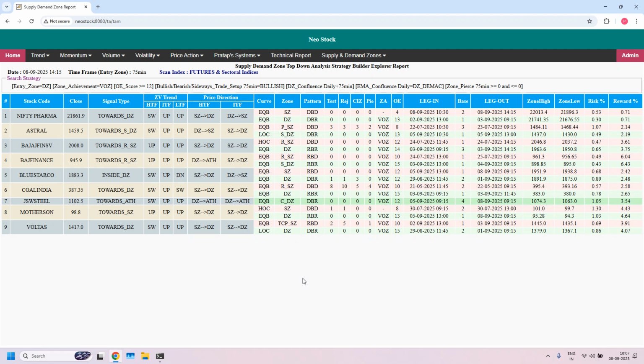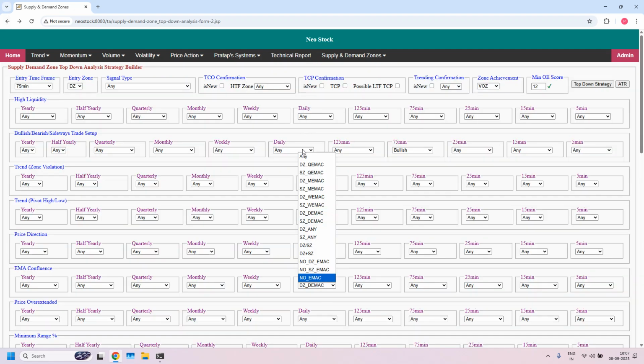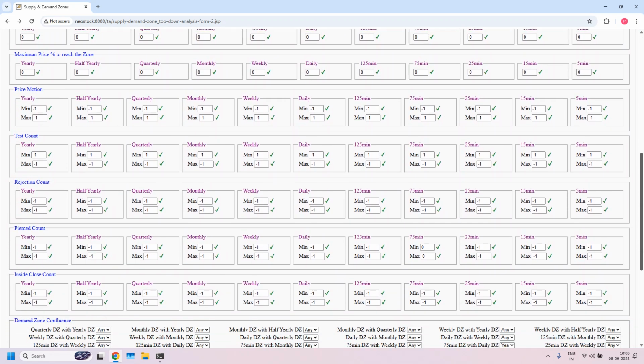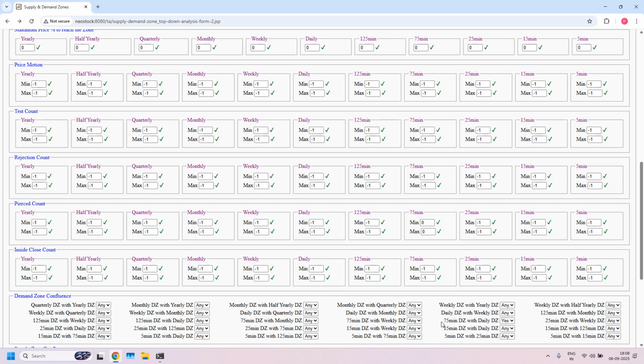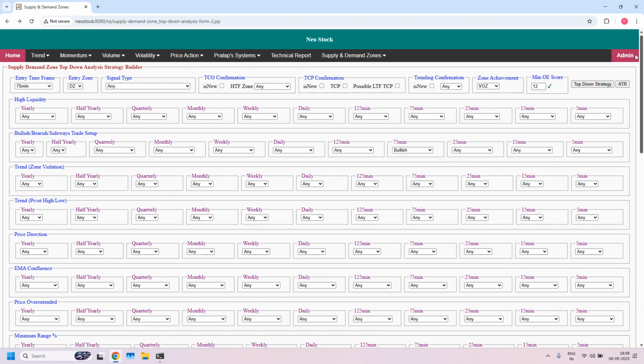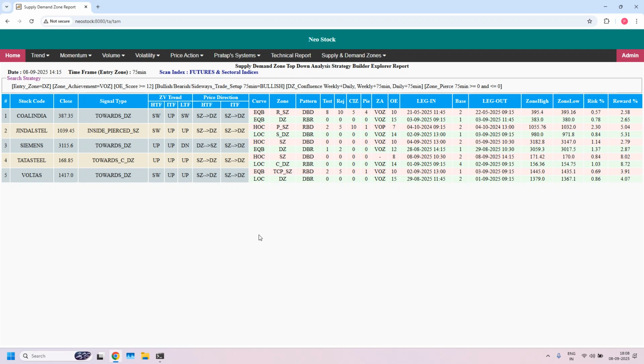Okay. Next, let us look into LTF, ITF and HTF demand zone confluence, thereafter HTF EMA confluence. Let us filter based on these rules. So I am going back, removing the ITF EMA filter. In the demand zone confluence, 3 filters we have to set. The first one is 75 and daily, already enabled. Next 75 and weekly. Daily and weekly demand zone confluence. With all the 3 filters, we got 5 stocks.